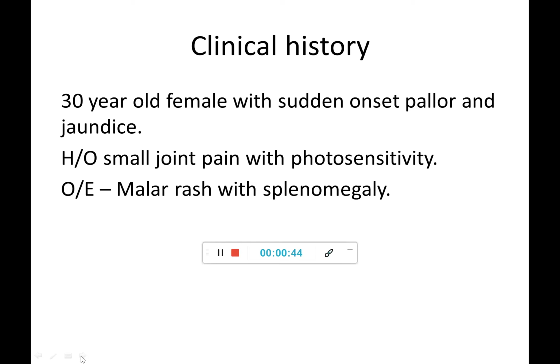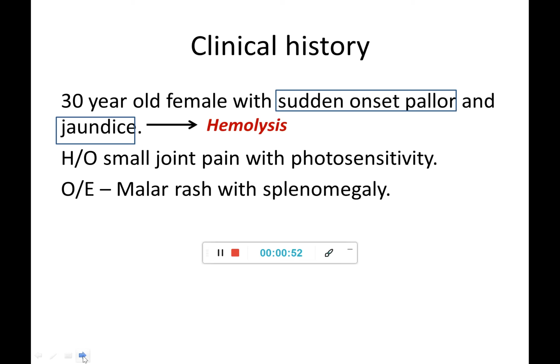In this particular question itself, you are getting a lot of clues. For example, sudden onset of pallor and jaundice. What does it tell you? This is an event of hemolysis. Second thing, what they have given in the question is this patient is also having malar rash and photosensitivity, which are typical features of, yes, what is that? It is SLE, right? So, two important clues: sudden onset of hemolysis in a patient with SLE.